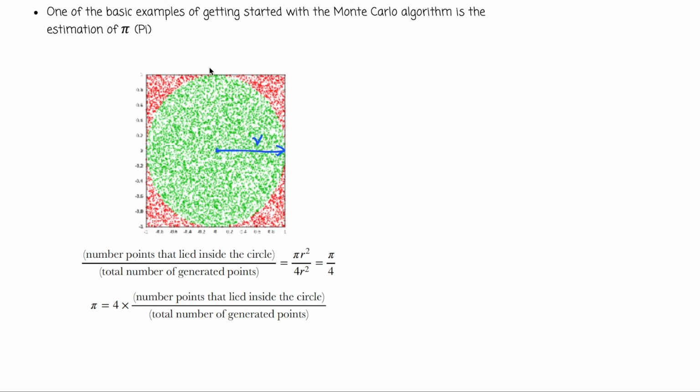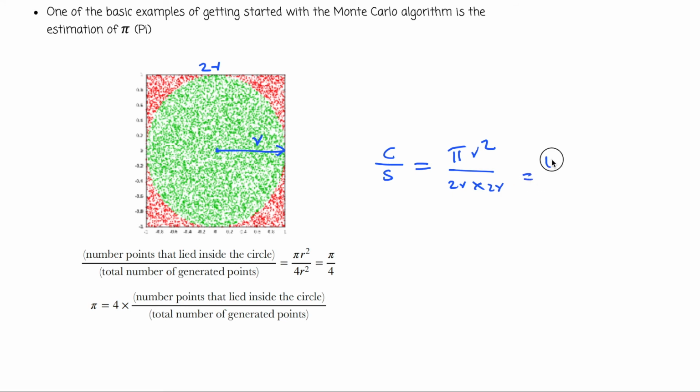So we can have the side of the square as 2r. And if you find the ratio of the area of the circle to the area of the square, then the area of the circle is pi r square, and the area of the square will be 2r into 2r.